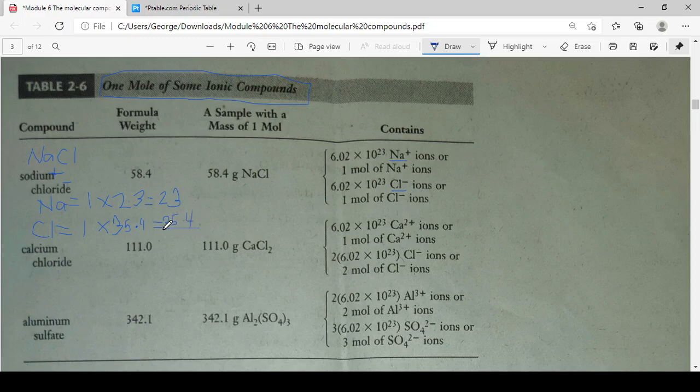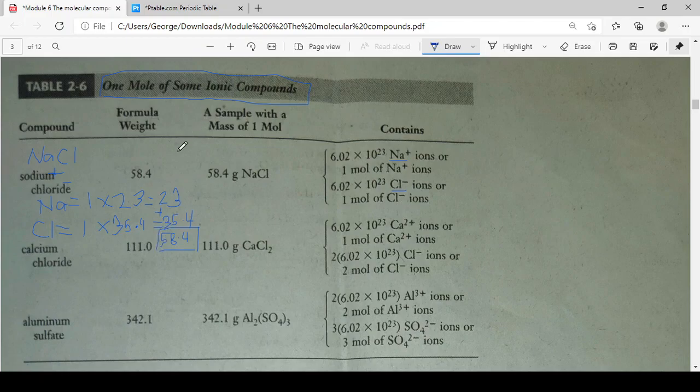Now add them to get your formula weight. So your formula weight is now equal to 58.4. 2 plus 3 is 5, 3 plus 5 is 8. Carry down all the remaining numbers. Only 0.4 is left, so carry down the 4. Again, you add them to get your formula weight. So your final answer for the formula weight will be 58.4.